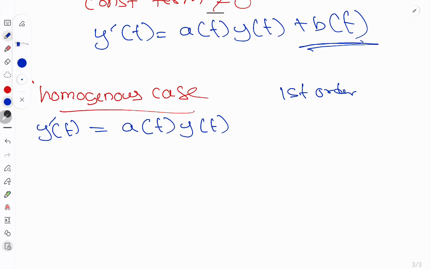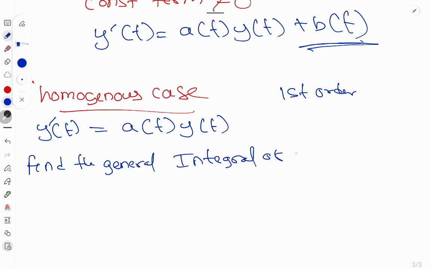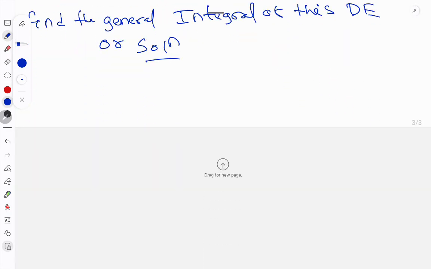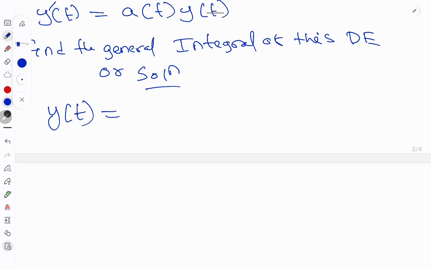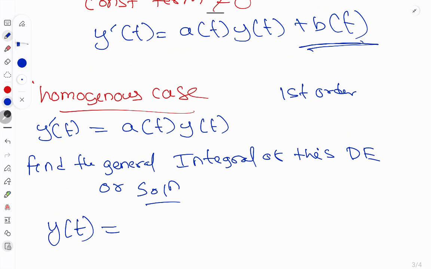Okay. So the question will be: find the general integral of this differential equation, or the question could be: find the solution of this differential equation. That means it is asking you for y(t). So your y(t) has a direct formula if it is a homogeneous first order case.